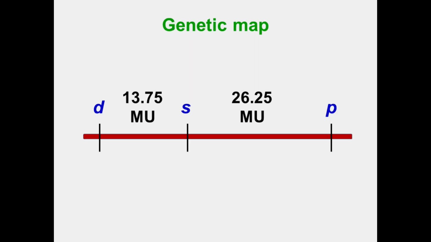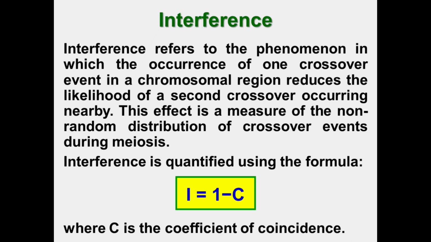With the gene order and distances established, we can construct the genetic map. We can draw a hypothetical chromosome segment marking the 3 genes in their correct order and relative distances as you see in this slide. Next, we explore interference and the coefficient of coincidence.